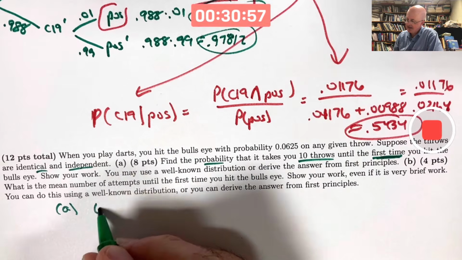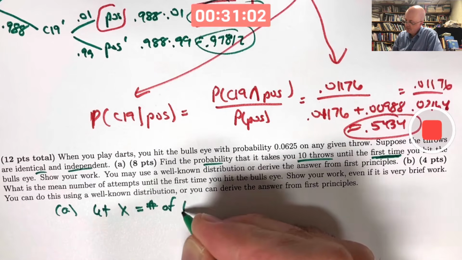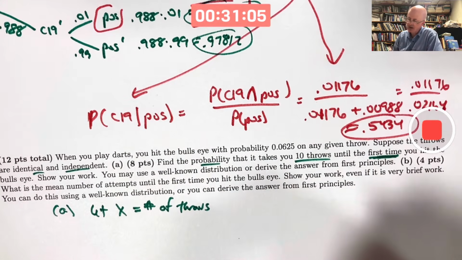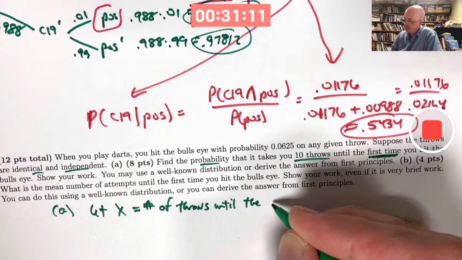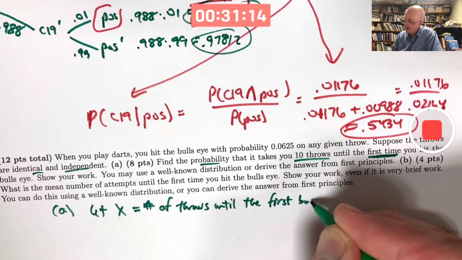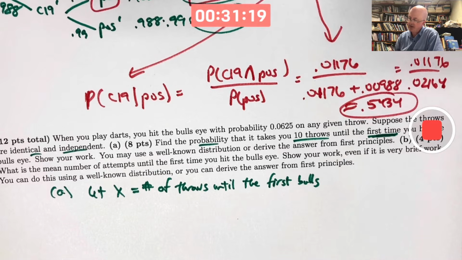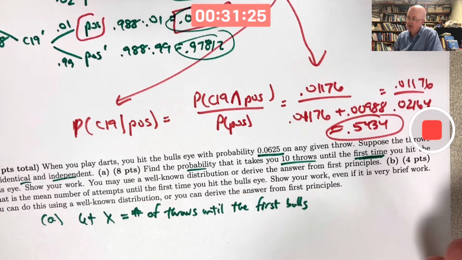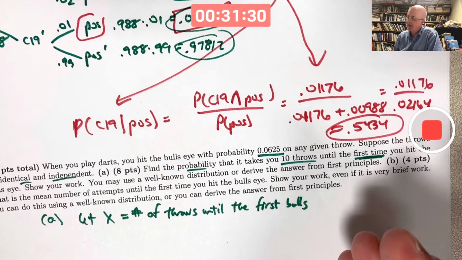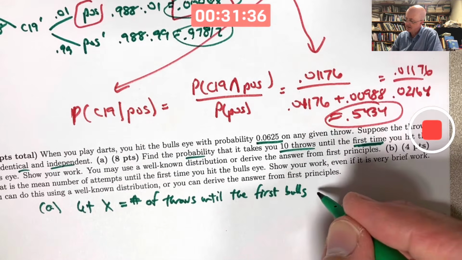If I let x be the number of throws until the first time you hit the bullseye, that is not a binomial random variable. From hopefully what you've learned, it's called a geometric random variable when you have a probability of success that stays the same on every trial, in this case every throw, and it's independent of what's happened before, so we can apply the multiplication rule. That's called a geometric random variable when x counts the number of trials until the first success, in this case the first bullseye.